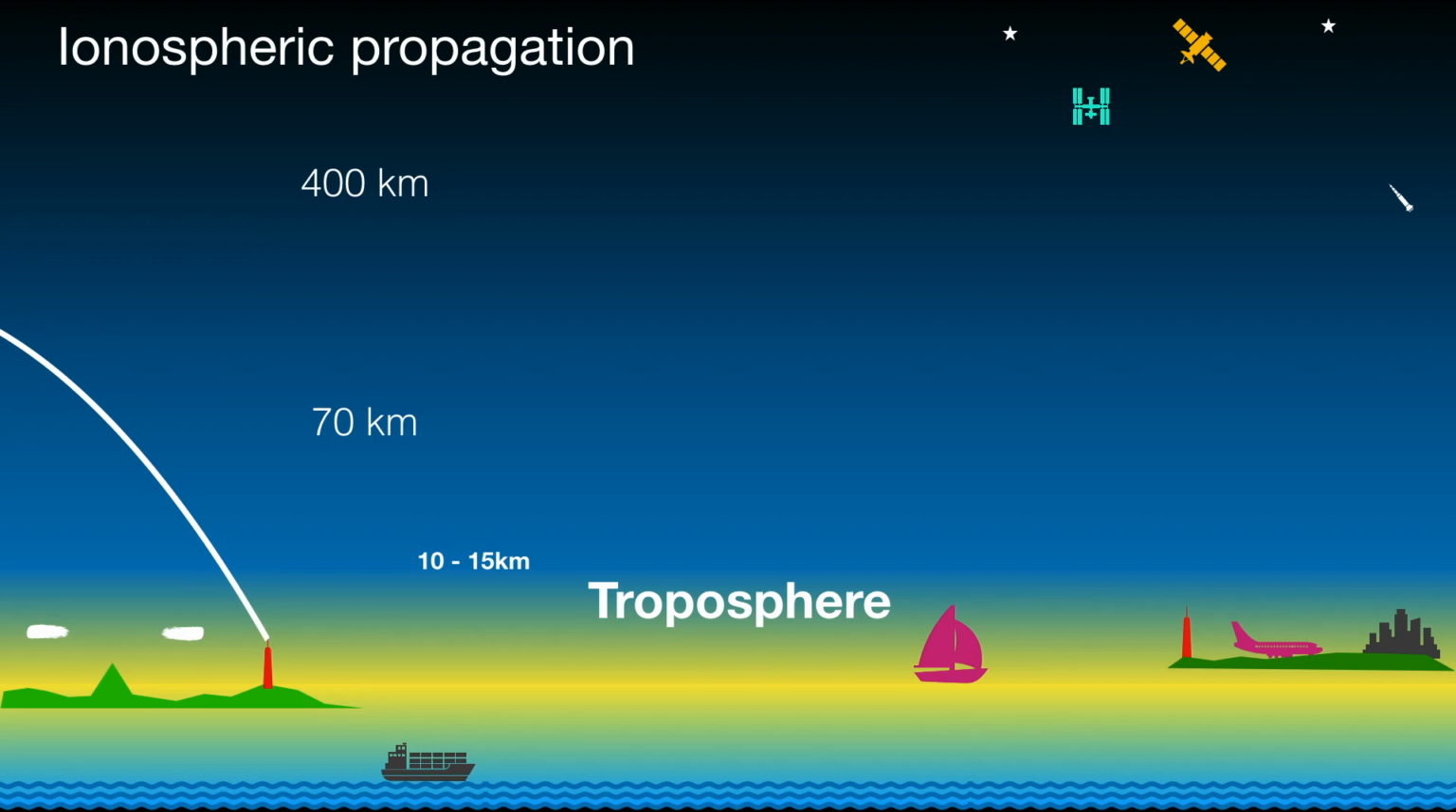The ionosphere forms between 70 and 400 kilometers high. It's a layer of ionized gas which can reflect radio signals in the HF band. That's between 3 and 30 megahertz. It is dependent on the season and the time of day.